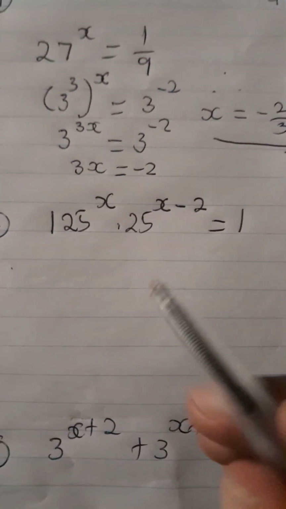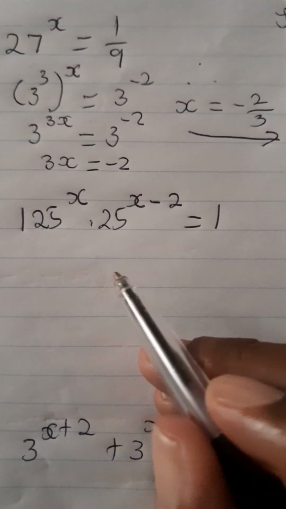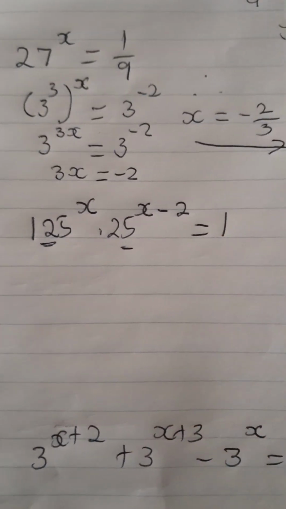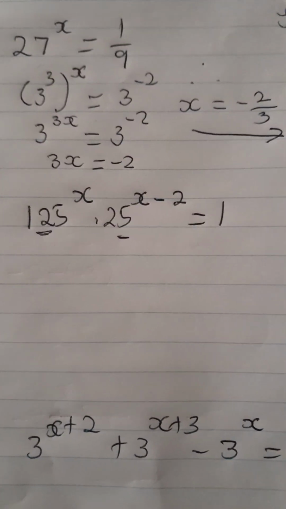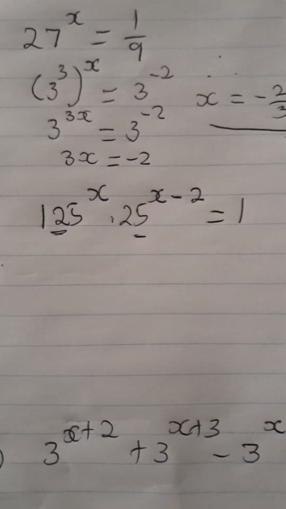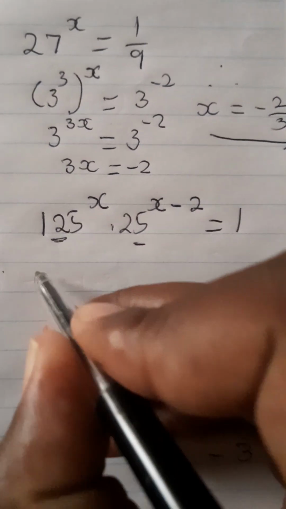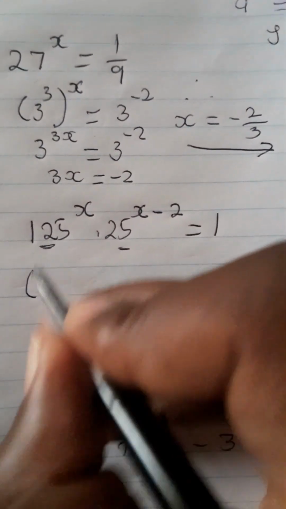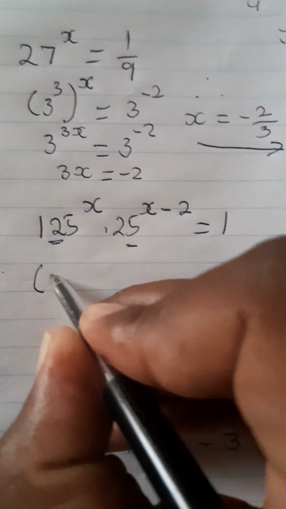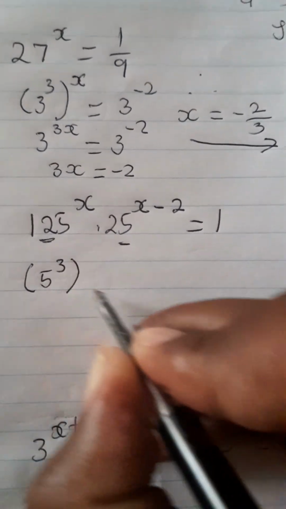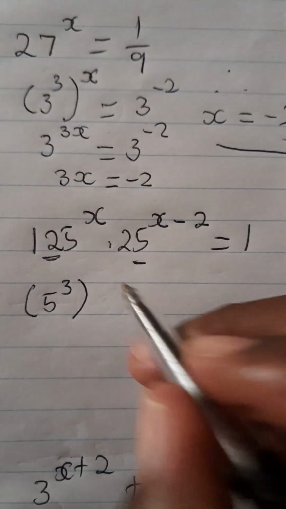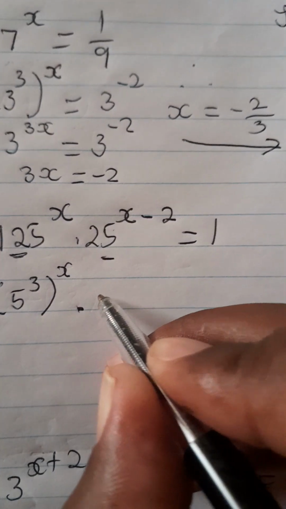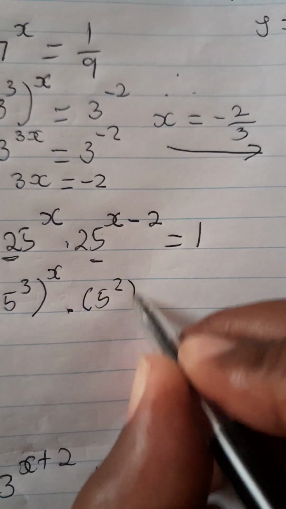The second example is to change 125 into prime bases, using the laws. How do we change 125? When you change 125 to exponential form, that is the same as 5 to the power of 3. 5 to the power of 3 is the same as 125, all to the power of x. Then what about 25? 25 will be 5 to the power of 2.